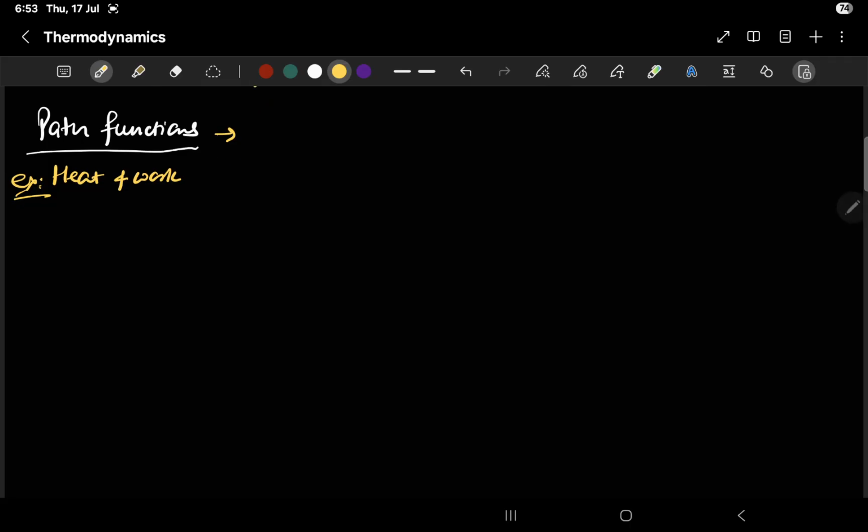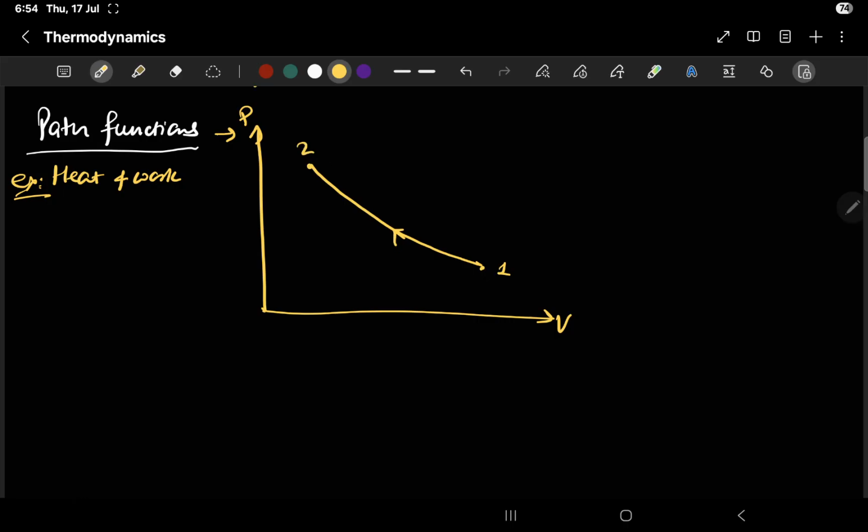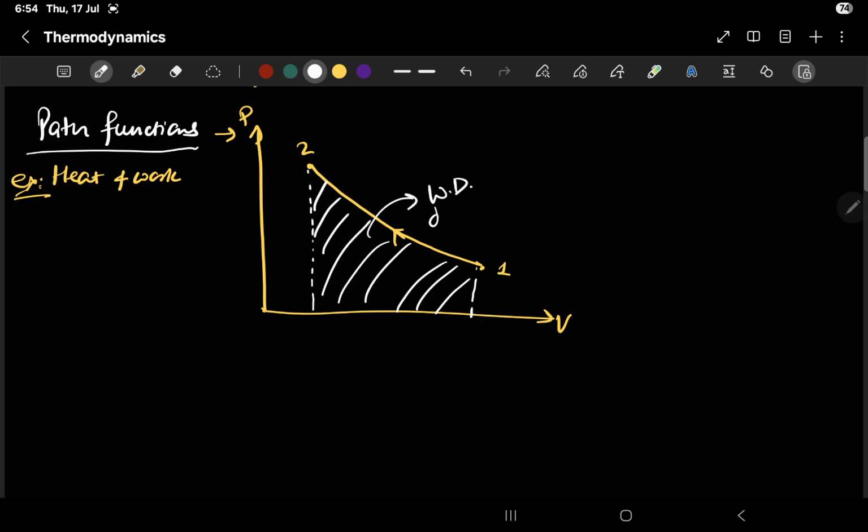To describe heat and work, we can first draw a PV diagram here. If we talk about any process, let's say as we discussed earlier, we moved from point one to point two. We will study further that the area under this curve is referred to as the work done during the process.